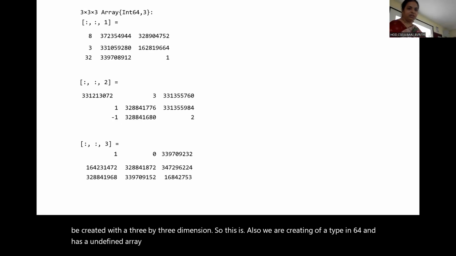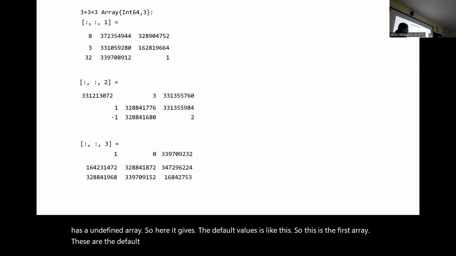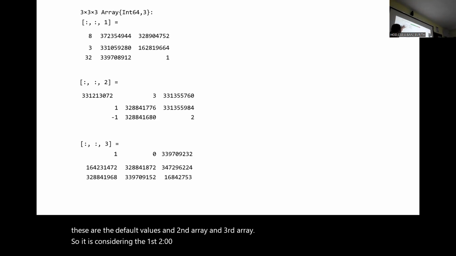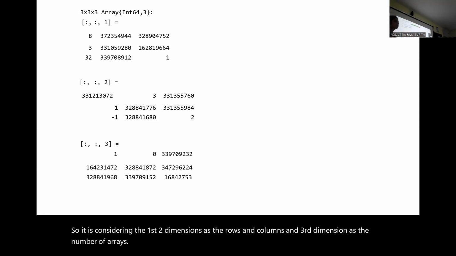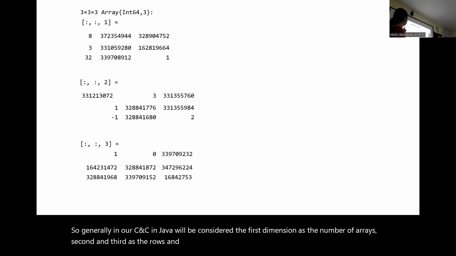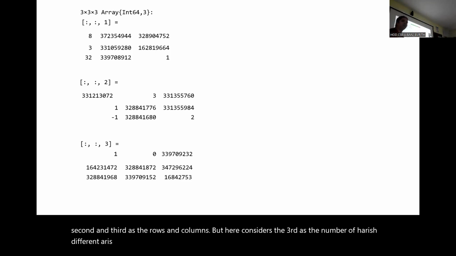Here it gives the default values like this. This is the first array, these are the default values, and then the second array and third array. So it considers the first two dimensions as the rows and columns, and the third dimension as the number of arrays. Generally in C, C++ and Java, we consider the first dimension as the number of arrays, and the second and third as the rows and columns. But here the third is the number of different arrays, and the first and second are the rows and columns.